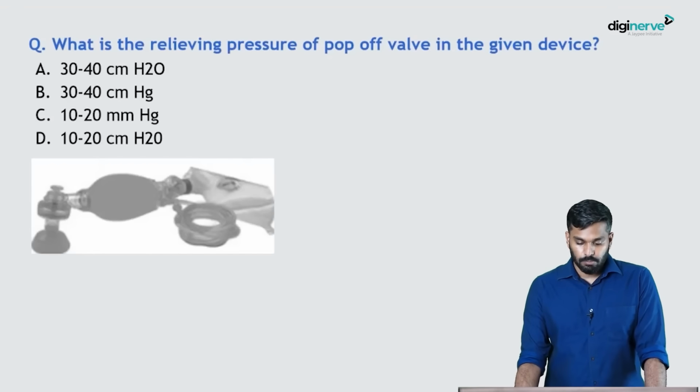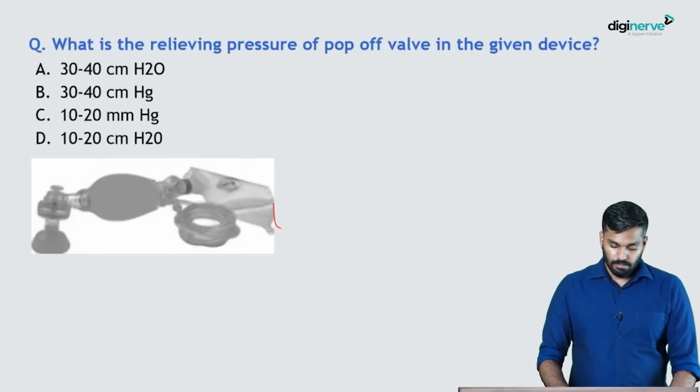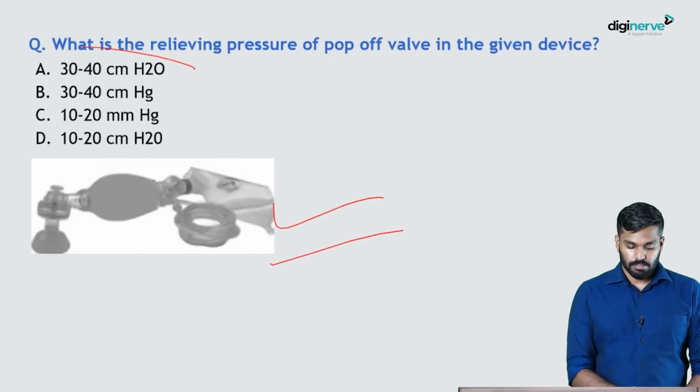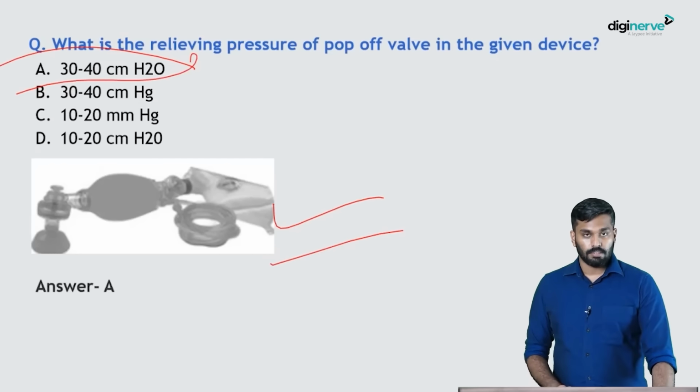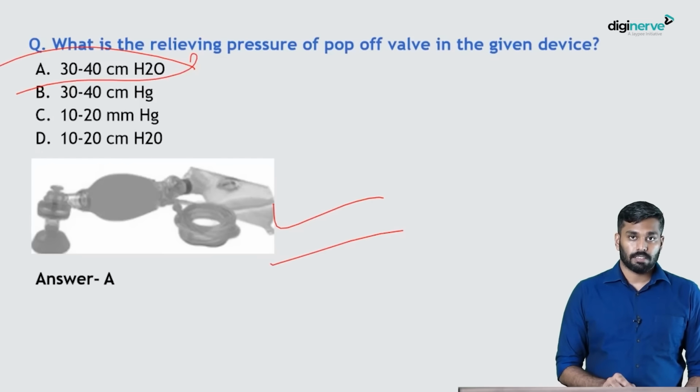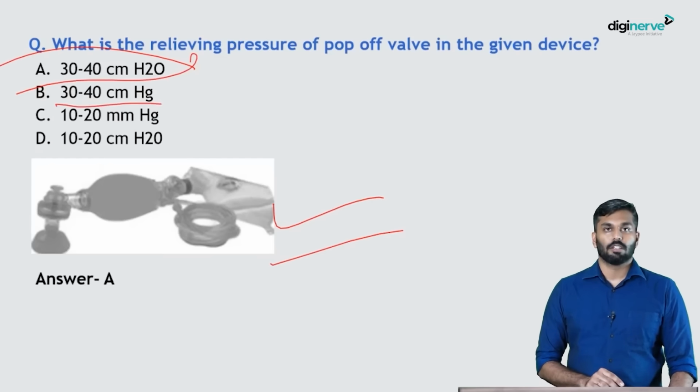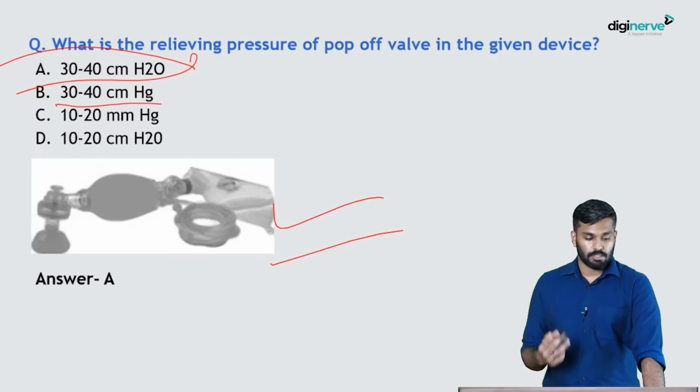What is the relieving pressure of the pop-off valve in the given? Okay, it's an Ambu bag, and the pop-off valve pressure is usually 30 to 40 centimeters of water. And this is how they will confuse you, because see the next option, it is 30 to 40 centimeter of mercury. So this is how they usually tend to confuse you.